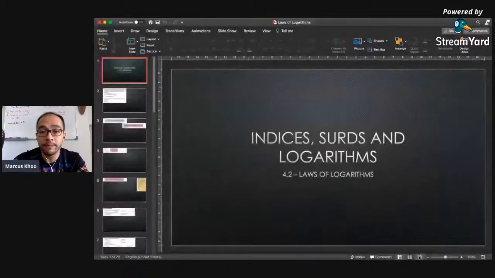Okay, hi everyone. So today we are going to continue our study on chapter 4, which is indices, surds, and logarithms. And we're going to be specifically talking about the third set of laws, which is the laws of logarithms.